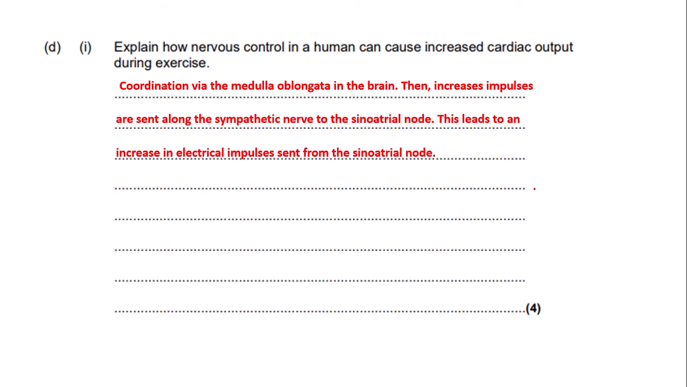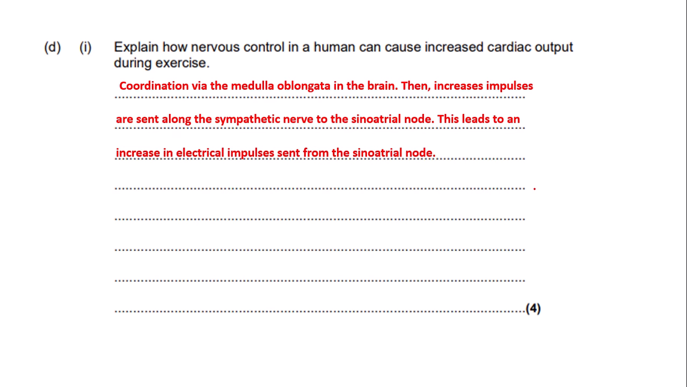I've written that there is coordination or control of the heart rate via the medulla oblongata, which is in the brain. Then the medulla oblongata increases impulses, and these are sent along the sympathetic nervous system to the sinoatrial node. This leads to an increase in electrical impulses sent from the sinoatrial node. Now I've referred to the sympathetic nervous system here because an increase in cardiac output is associated with a higher heart rate. And as I said earlier, higher heart rate is associated with sympathetic nervous systems.